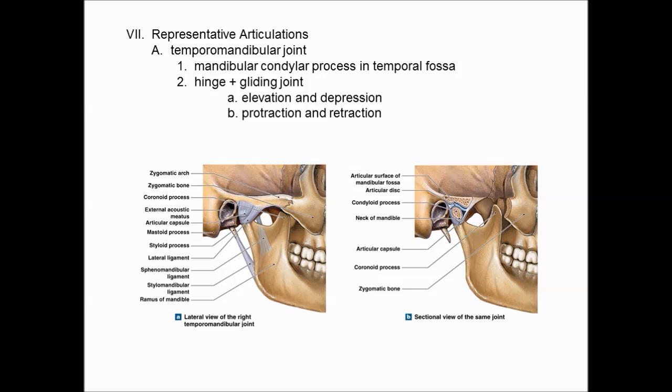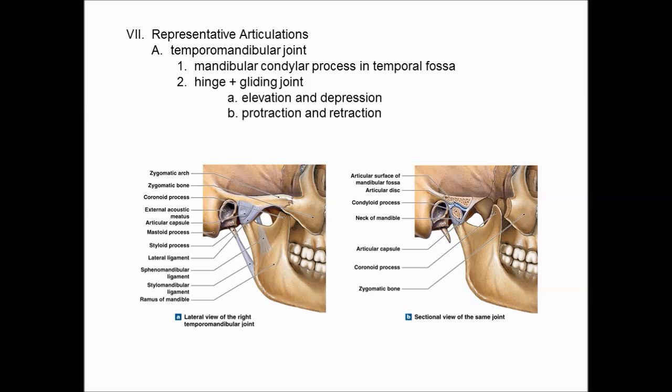So the first one is the temporomandibular joint, sometimes called TMJ. You've probably heard people have TMJ afflictions. Some people, when they open and close their jaw, it clicks. So there's all kinds of problems involved, and part of the problem is that it's such a flexible structure.